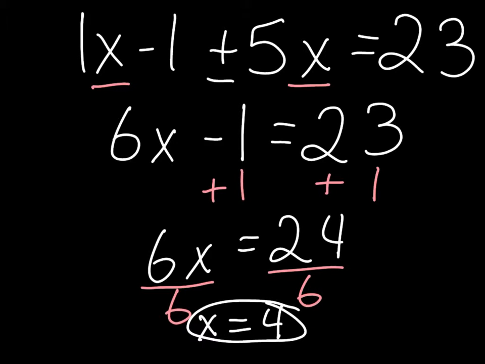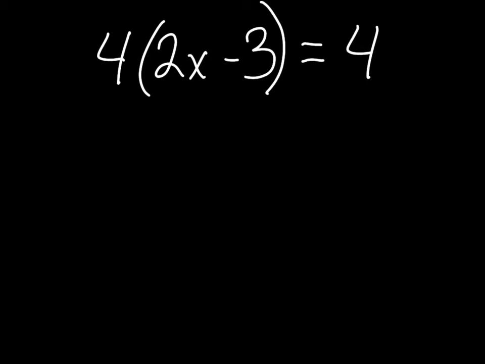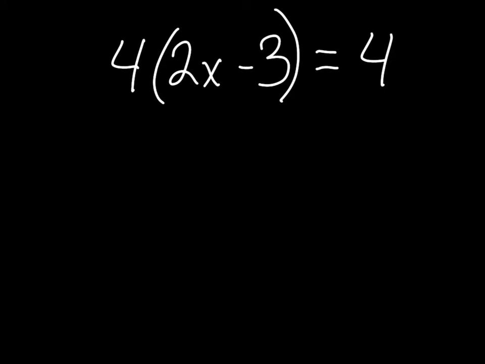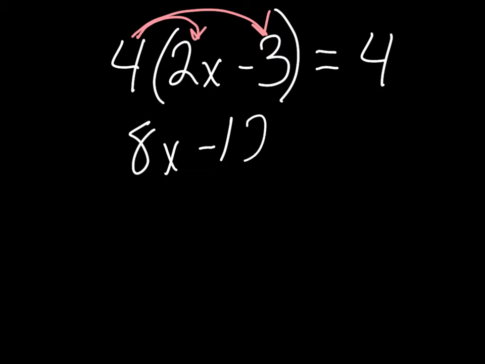Okay, let's go to the next problem. So in this problem we're going to use our distributive property before we start our basic two-step equation. We're going to take our 4 and distribute it throughout our parentheses. So we have 4 times 2x, which is going to give us 8x. 4 times negative 3 is going to give us negative 12, equals 4.